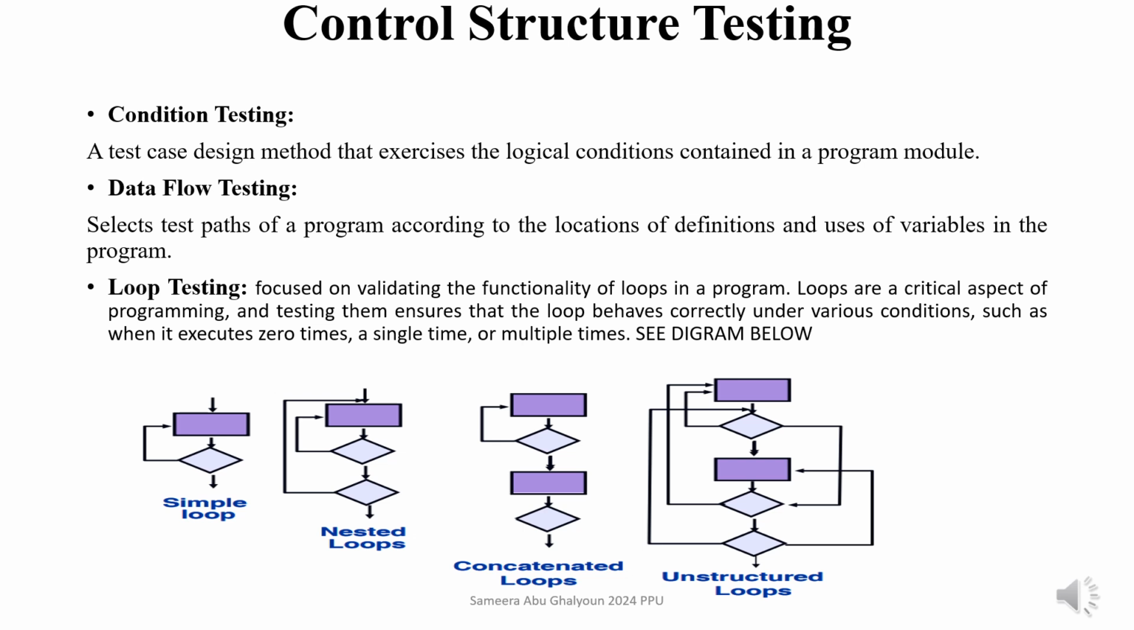Loops are a critical aspect of programming, and testing them ensures that the loop behaves correctly under various conditions, such as when it executes 0 times, a single time, or multiple times. See diagram below.